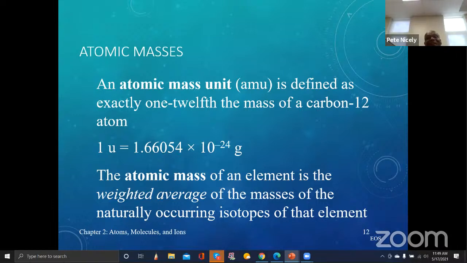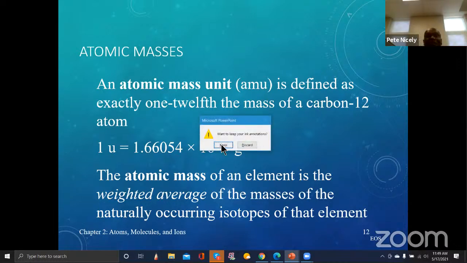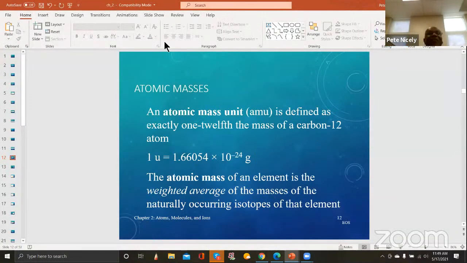Now, in most legitimate periodic tables, what you'll find is that for each element, there are two numbers that are given. In fact, let me show you based on the periodic table that I have provided for you.